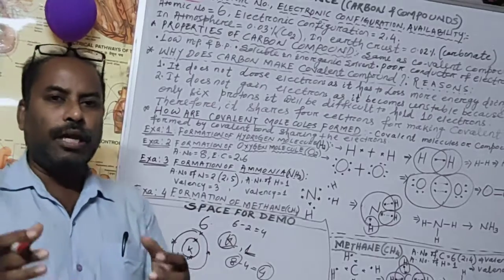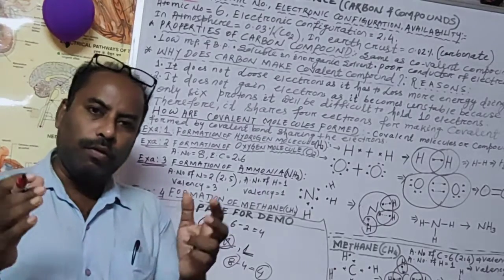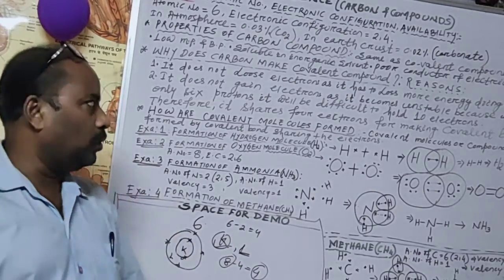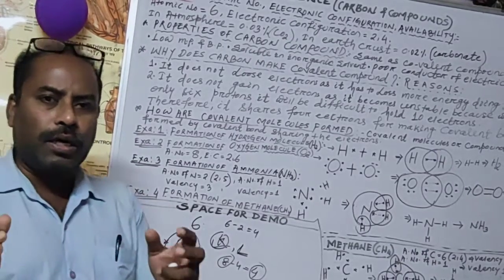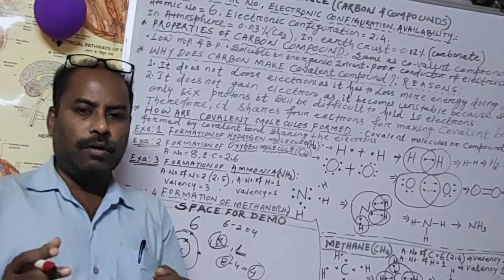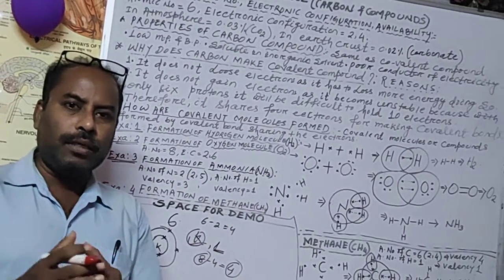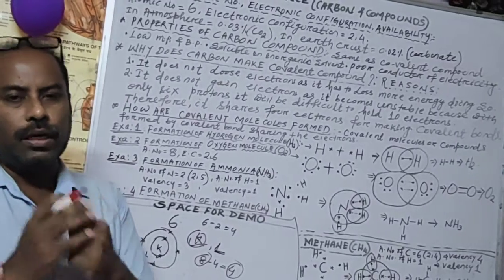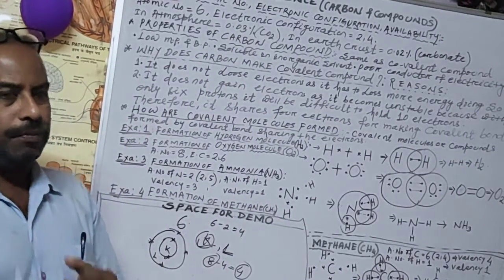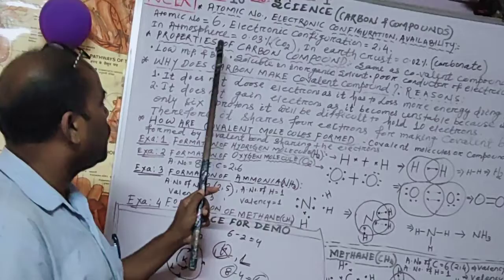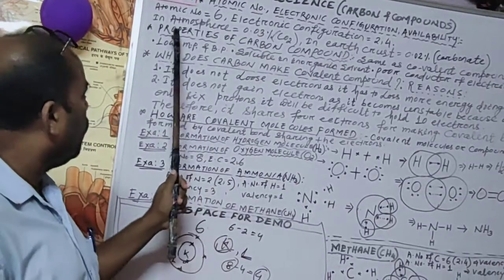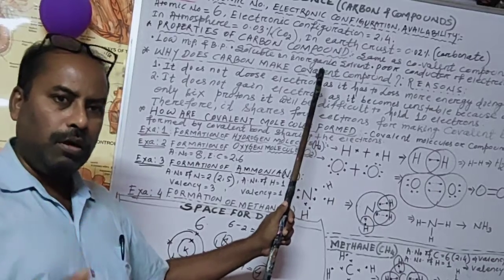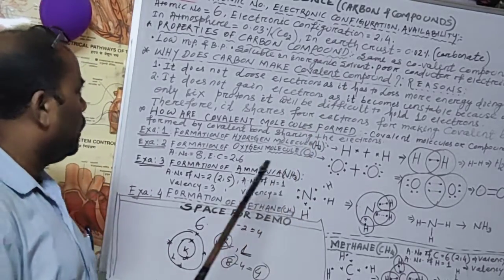Again, it is not soluble in water, but soluble in organic compounds. And it is a poor conductor of electricity. Generally, covalent compounds are poor conductors of electricity, whereas ionic compounds are good conductors of electricity. These are the various properties of covalent compounds, or the various properties of carbon compounds, because carbon compounds are also covalent compounds. Let us come.